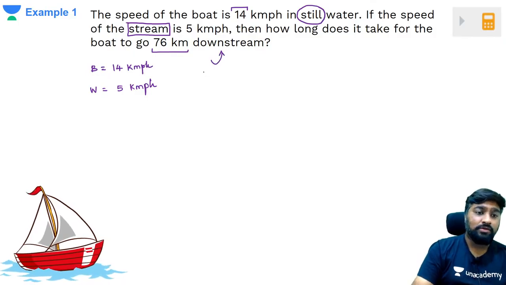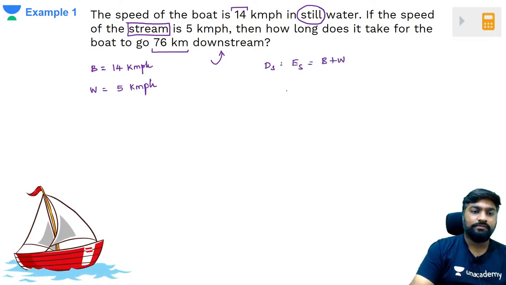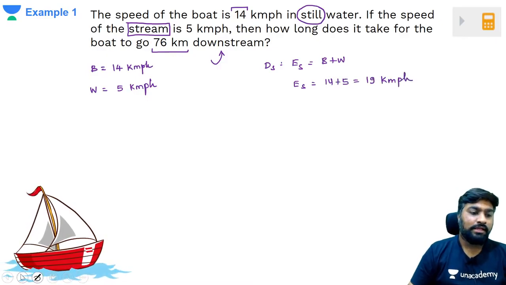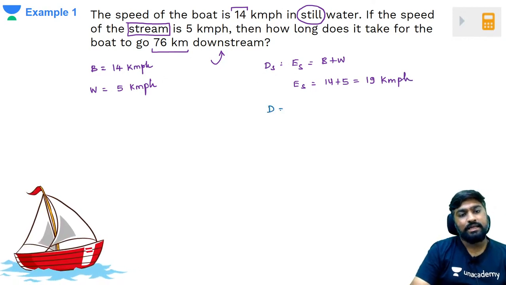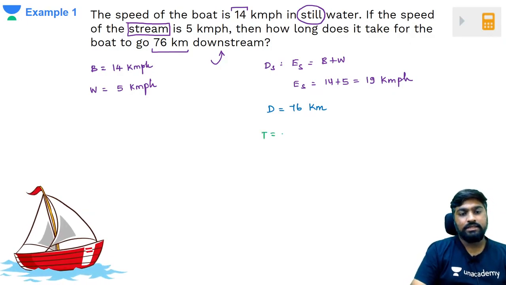What do you mean by downstream? Downstream is when the effective speed is nothing but the speed of the boat and the water. So here our effective speed is going to be 14 plus 5, that's 19 kilometers every hour. The distance that needs to be covered is how much? 76 kilometers. So we all know that time is equal to distance upon speed, which gives us 76 upon 19.